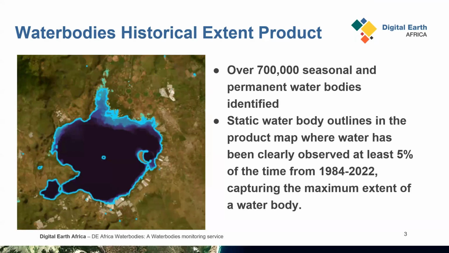Okay, sorry. So the water bodies actually map over 700,000 seasonal and permanent water bodies across the African continent. And it's actually a static water body which has been observed from 1984 to 2022. That means if water is clearly observed at least 5% of the time, it is captured, and the maximum extent of that water body is mapped for that particular area.